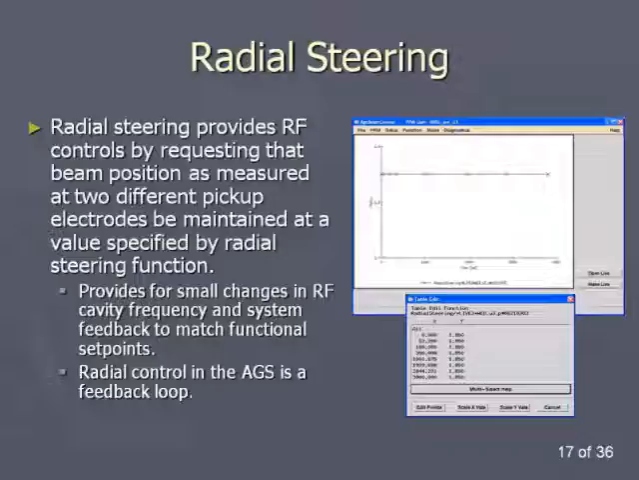A difference between the AGS and the booster. In the booster, right, the injection frequency is controlled by the beam parameters and radial steering, and then we accelerate on the frequency and phase loop. In the AGS, it's controlled by the injection frequency, it's controlled by radial steering and the beam parameters setting. The beam parameter setting is the major one, and then we view radial steering as a trim on that.